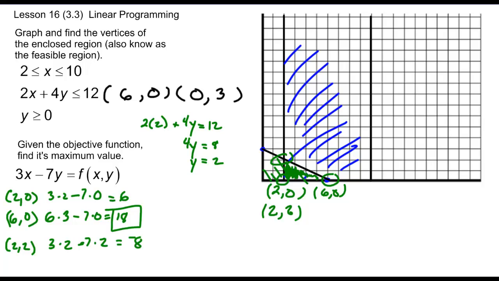Now, this is the process behind linear programming, except for the fact that these equations were already given to us. Linear programming is going to involve getting an application and then making those equations up. So let's take a look at a sample linear programming problem.